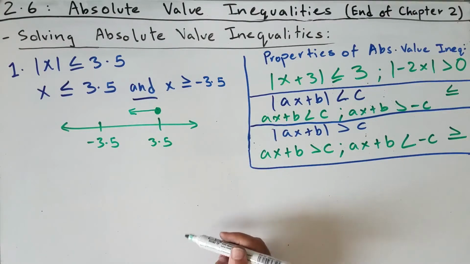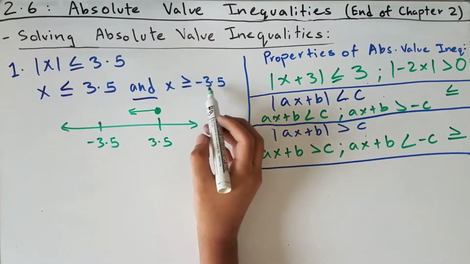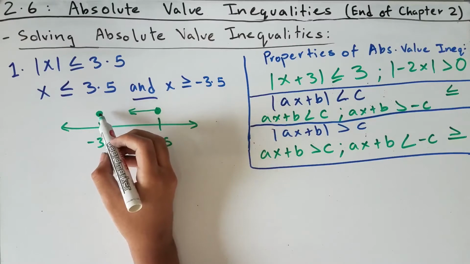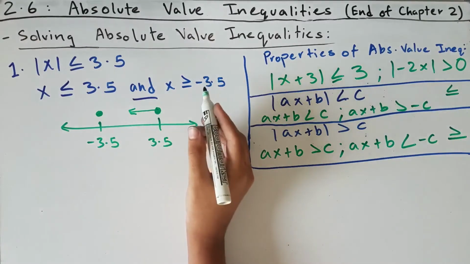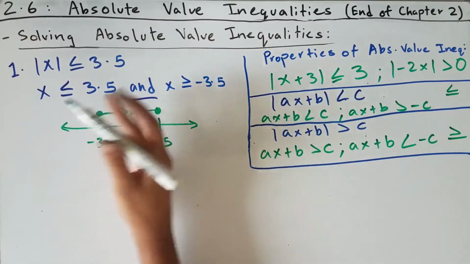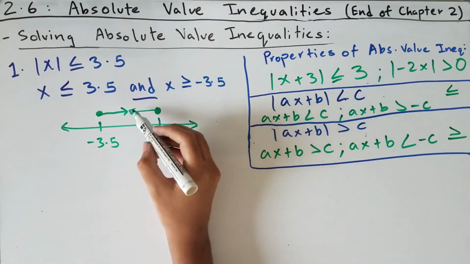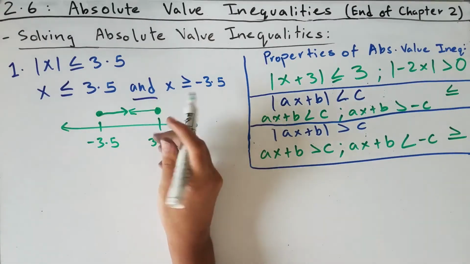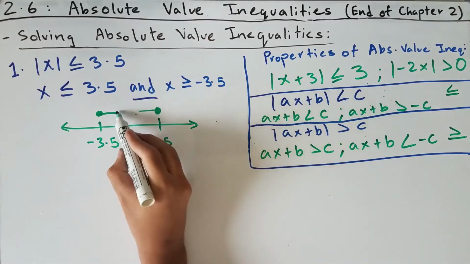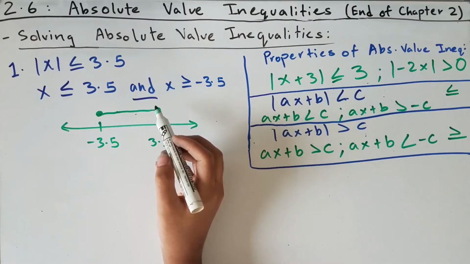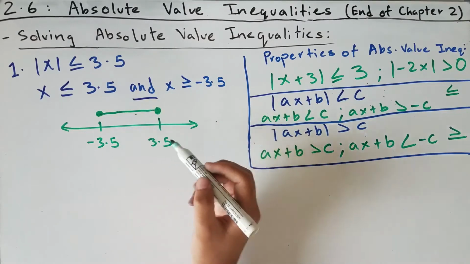We're also given that x has to be greater than or equal to negative 3.5. Well, since it's an equal sign, we place a closed circle, and since it's greater than negative 3.5, we extend the ray in the rightwards direction, as the positive numbers are in this direction. Here we can see that we have an overlap that's happening. So our solution is an intersection, or an AND solution. So our solution says that our x values are from negative 3.5 to 3.5.